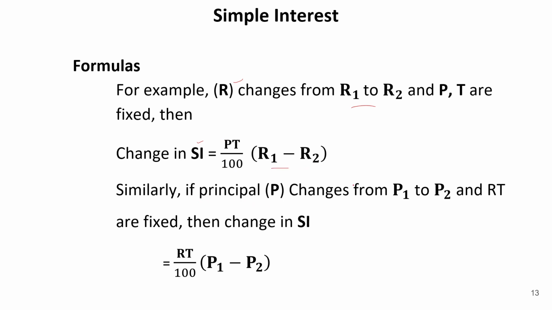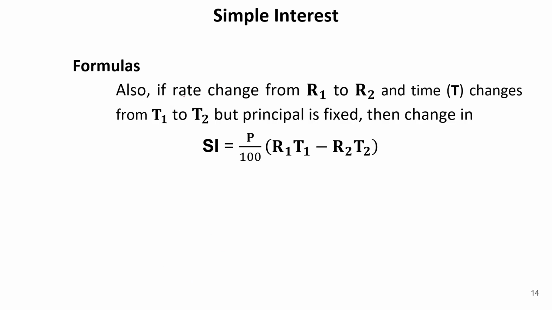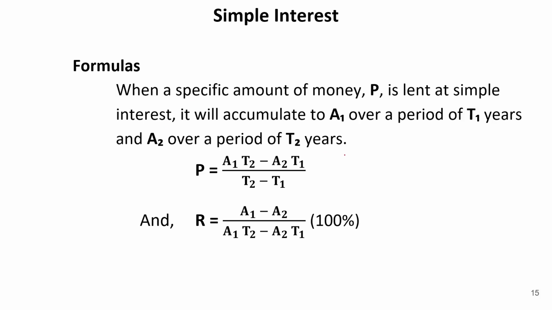Similarly, if the principal amount changes from p1 to p2 and r and t are fixed, then it will be rt by 100 into (p1 minus p2). If the rate changes from r1 to r2 and t changes from t1 to t2, but the principal is fixed, then SI is equal to p by 100 into (r1 t1 minus r2 t2).